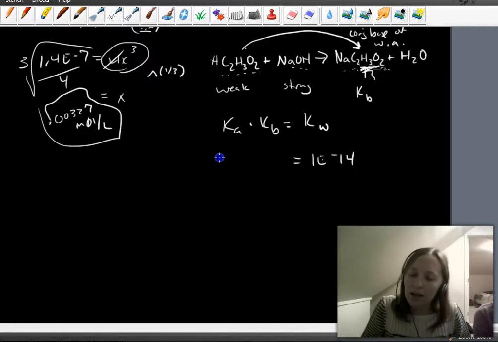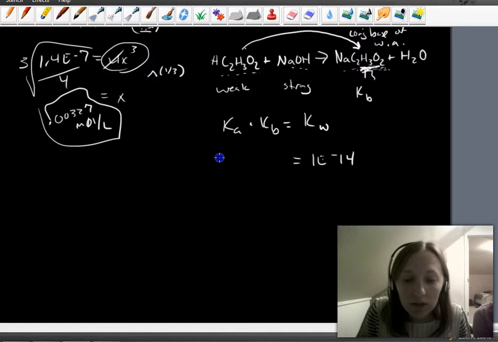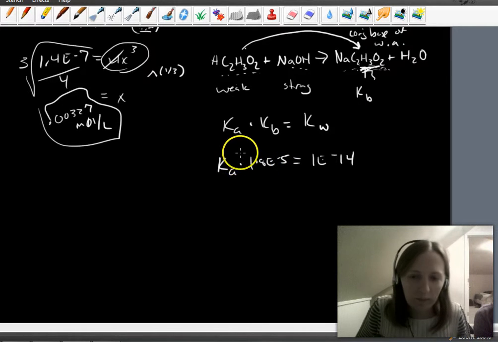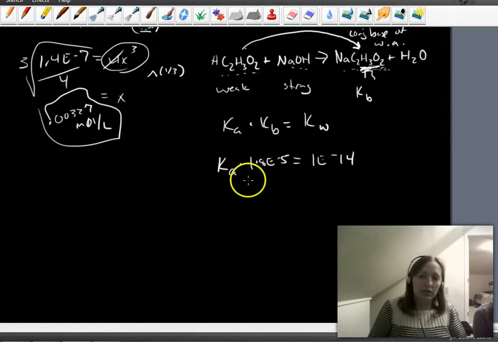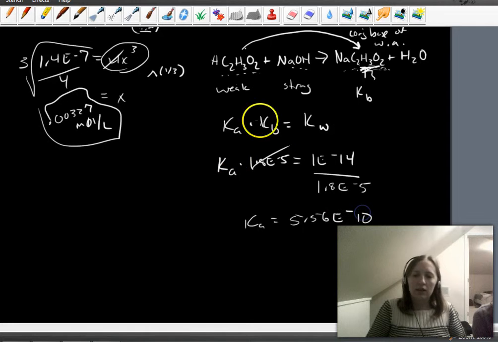Let's do the first one. We want our Ka for ammonium, so our Kb was 1.8e to the negative 5, which comes up all the time. So 1.8e negative 5. So your Ka is 5.56e to the negative 10.